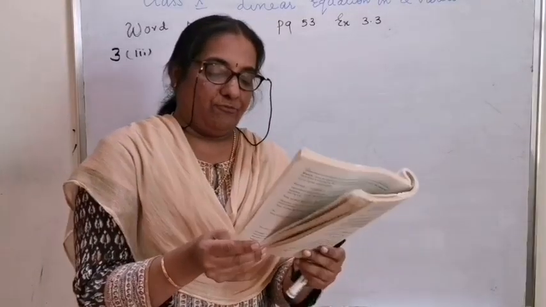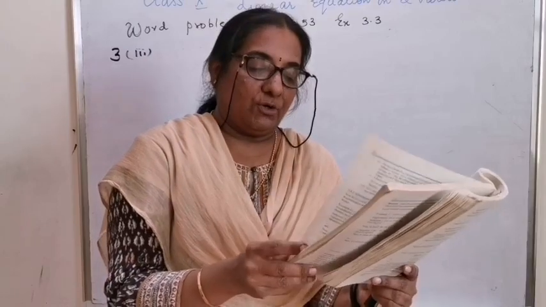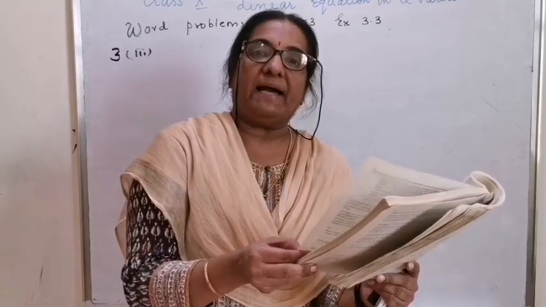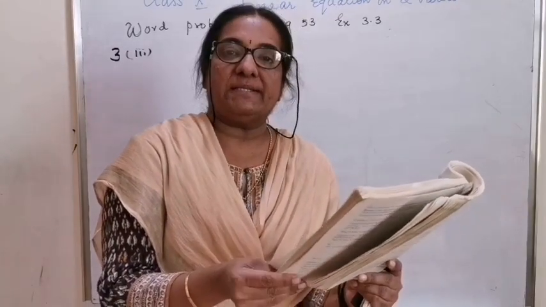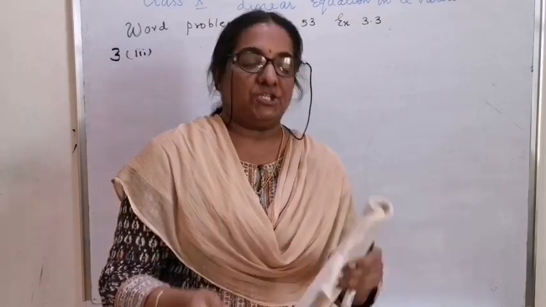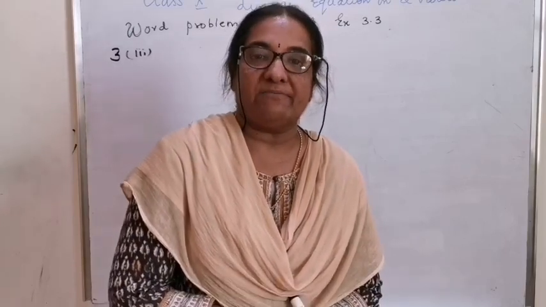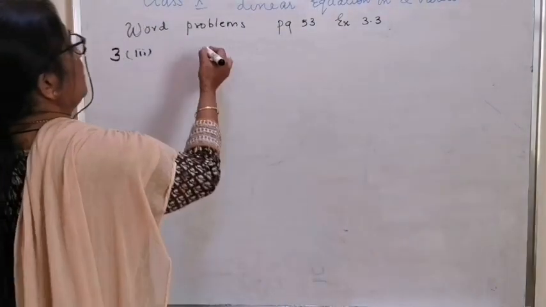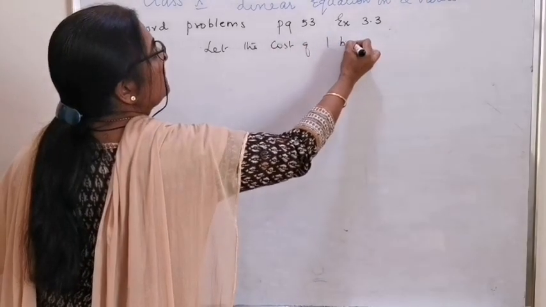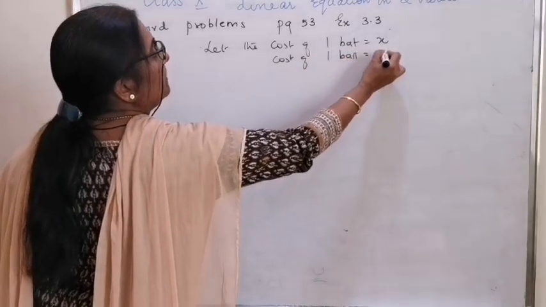Question 3. The coach of a cricket team buys 7 bats and 6 balls for rupees 3,800. Later, she buys 3 bats and 5 balls for rupees 1,750. Find the cost of each bat and each ball. From the question itself, we can understand the assumption of x and y as, let the cost of one bat be x and the cost of one ball be y.